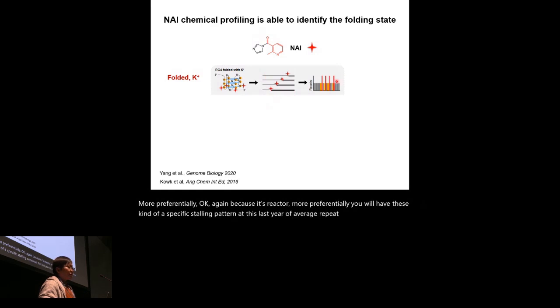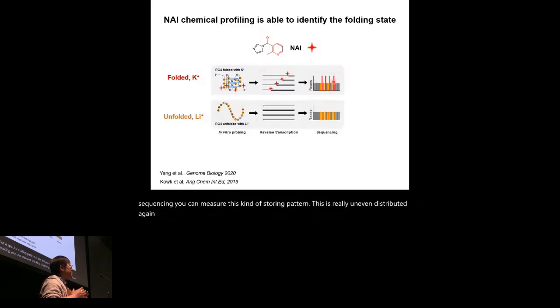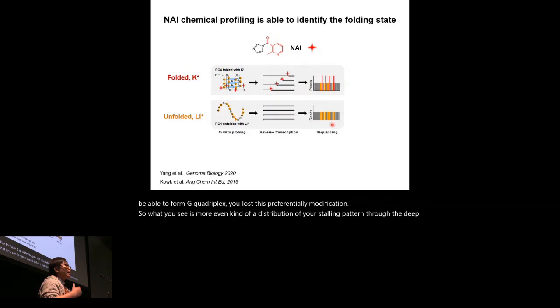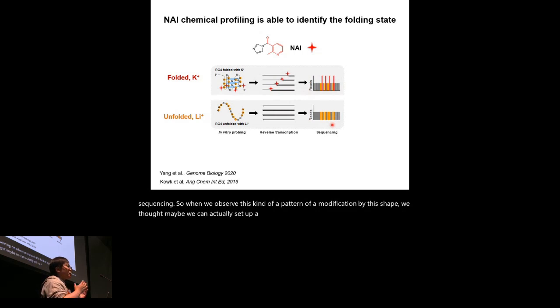Through deep sequencing, you can measure this stalling pattern, which is really unevenly distributed. If you fold this G-rich sequence in lithium conditions, in which you won't be able to form a G-quadruplex, you lose this preferential modification. So what you see is a more even distribution of your stalling pattern through deep sequencing. When we observed this pattern of modification by SHAPE, we thought maybe we could set up a transcriptome-wide in vitro folded standard and also an in vitro unfolded standard. Then we basically compare with in vivo, right?